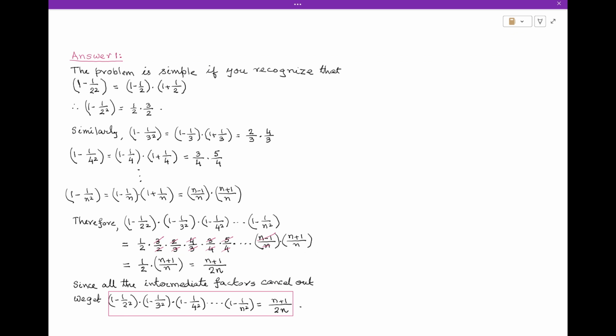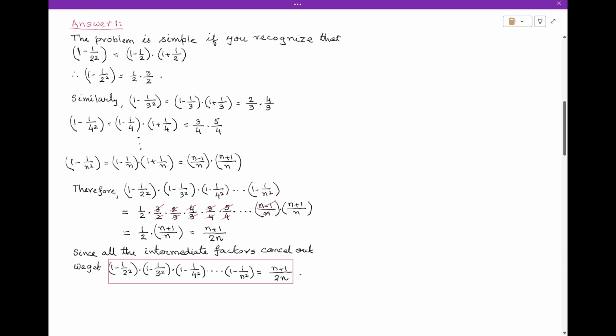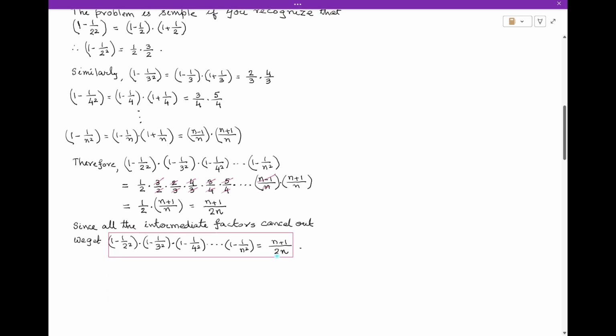You notice that the in-between numbers get cancelled out from different terms. I have shown that with red cross marks. Therefore, whatever is left is the first term, 1 by 2, and the last term, (n plus 1) divided by n. So it is like this, and that is equal to (n plus 1) divided by 2n. Since all the intermediate factors cancel out, we get the answer as (n plus 1) divided by 2n.